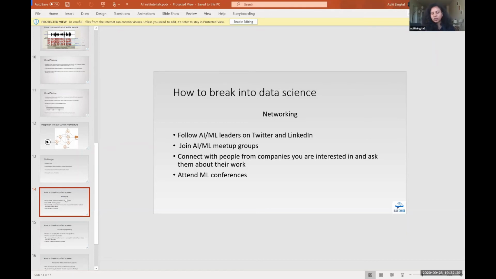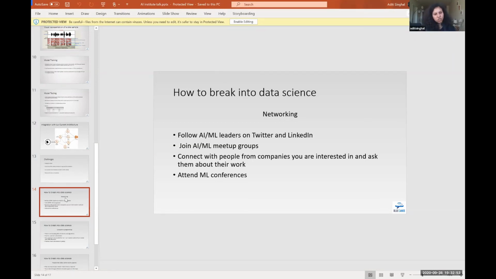When you're connecting with people on LinkedIn, try to be cautious that you're not spamming them with your requests. When you're sending a request, try to leave a small note saying why you want to connect with them and what you are looking to get from them. So yeah, send a note when you're sending a LinkedIn request.